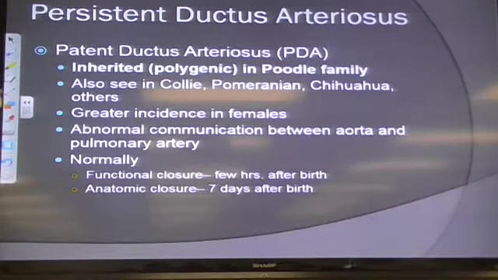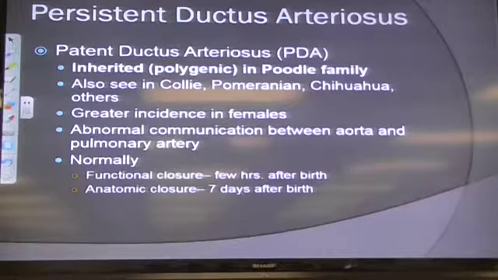There's a greater incidence in females. And we already talked about how it's an abnormal connection between the aorta and the pulmonary artery. Normally there's functional closure a few hours after birth, and then the ligament forms about 7 days after birth.